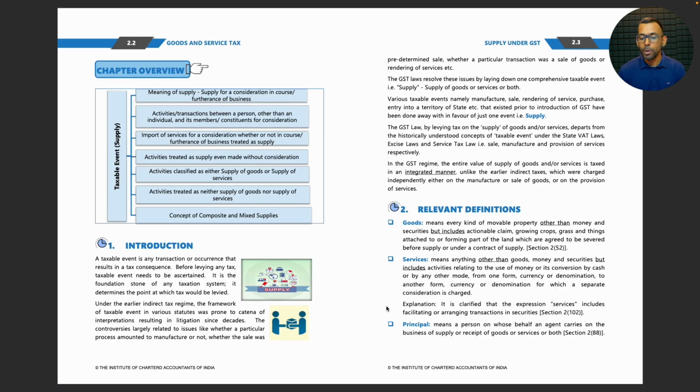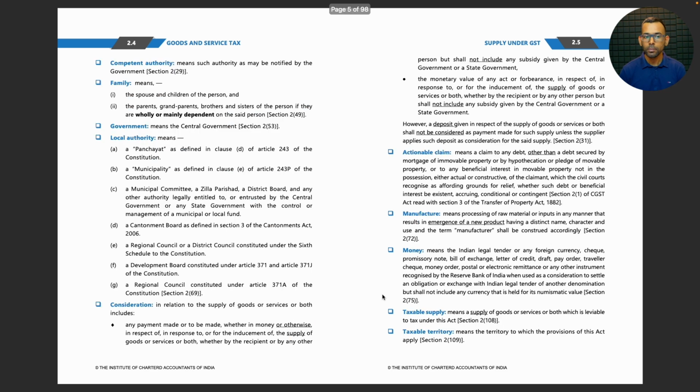Next, principal. Principal means a person on whose behalf an agent carries on the business of supply or receipt of goods or services, or both. Competent authority means such authority as may be notified by the government. Family means the spouse and children of the person and the parents, grandparents, brothers and sisters of the person if they are wholly or mainly dependent on the said person. Section 2, clause 49.